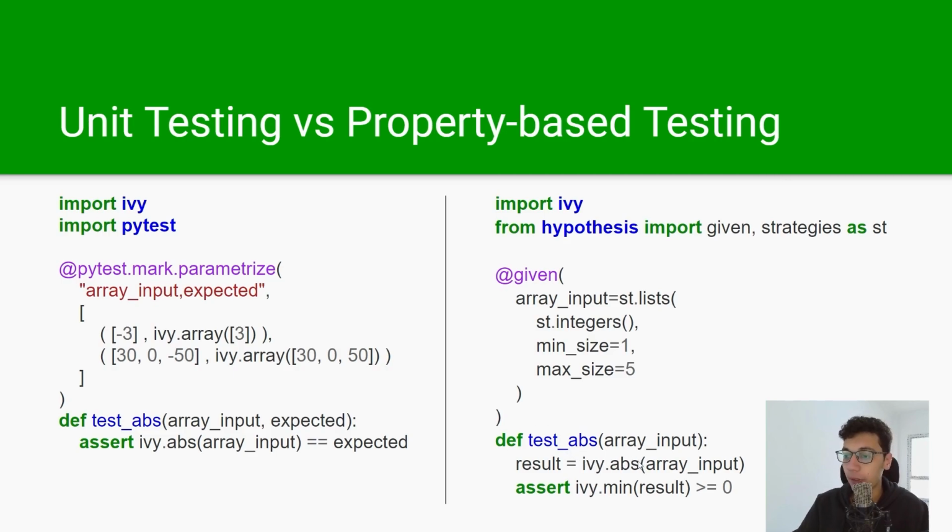First of all, we call the function on the input, and then we assert that the minimum value of the output must be greater than or equal to 0. That is basically a property of the abs function, because we know that the absolute values will not contain any negative numbers. No matter what the input is, even if we have no idea about it, we know that the output shouldn't contain a negative number. And if it does, this means the abs function is behaving incorrectly.